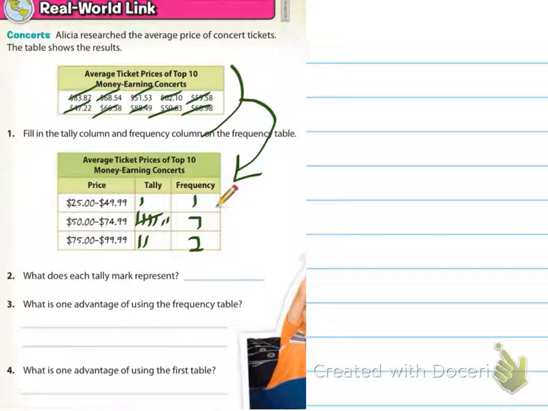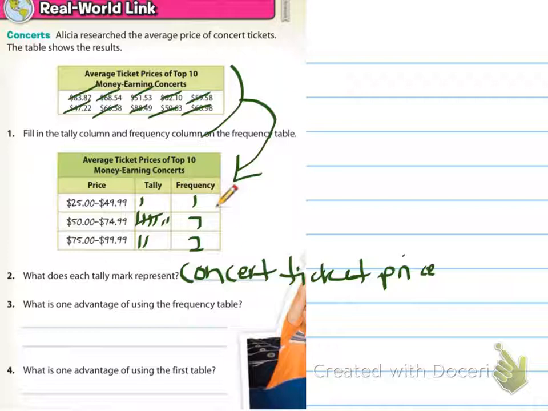So what does each tally mark represent? It represents each concert, the average ticket price for each concert. So it represents the concert ticket price. And then what is the advantage of using the frequency table?